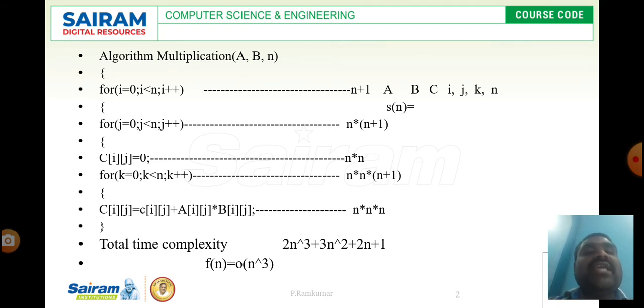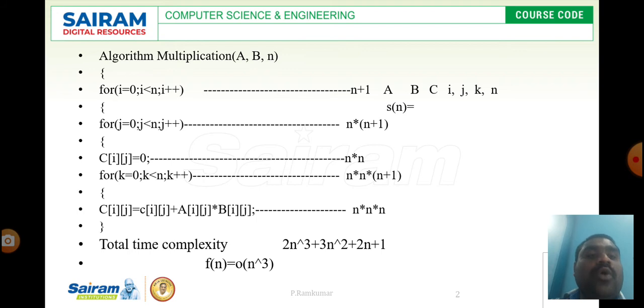Next, c of ij equal to 0 will be n star n times. Then the k loop: here I have 3 different statements, k equal to 0, k less than n, k plus plus. As I said before, k plus plus will be executed n number of times. So whatever statements come under this for loop will also be executed n number of times. So again I am putting a star n for the computational part, and this loop will be executed n plus 1 number of times.